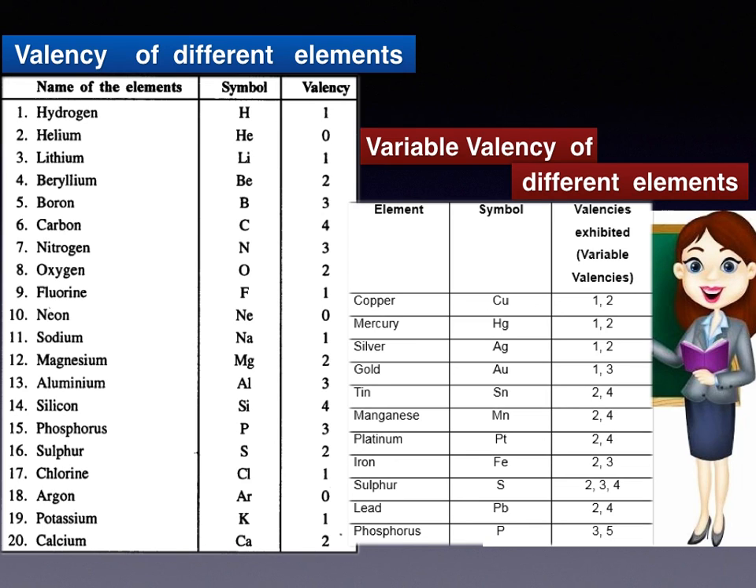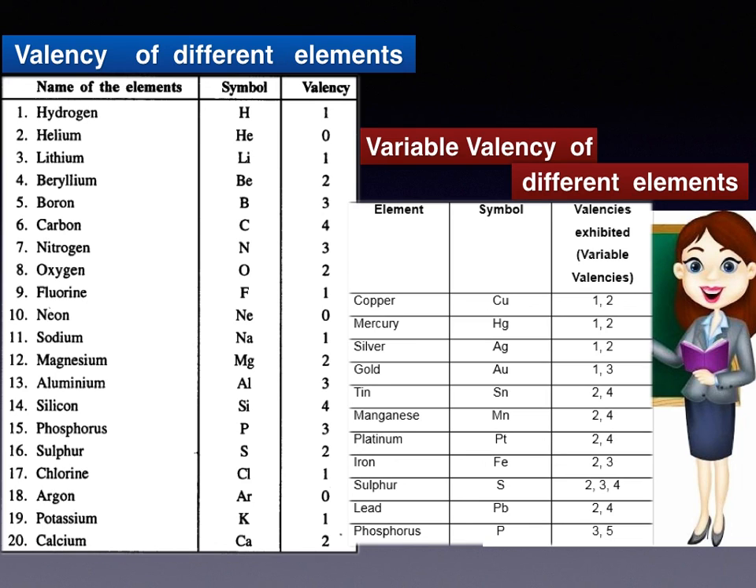For example, copper shows valency of 1 and 2. Mercury shows the valency of 1 and 2. Iron shows the valency of 2 and 3. So copper forms cuprous and cupric ions, mercury forms mercurous or mercuric ions, and iron forms ferrous or ferric ions. So it depends upon how many electrons they are losing.